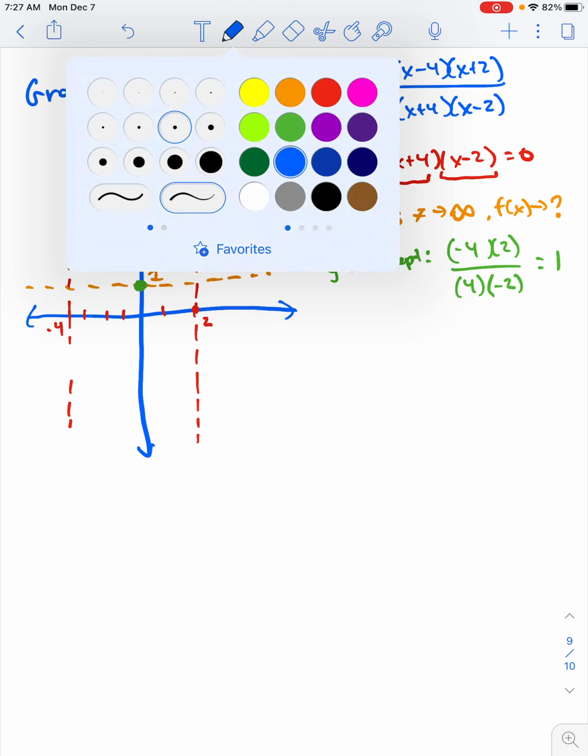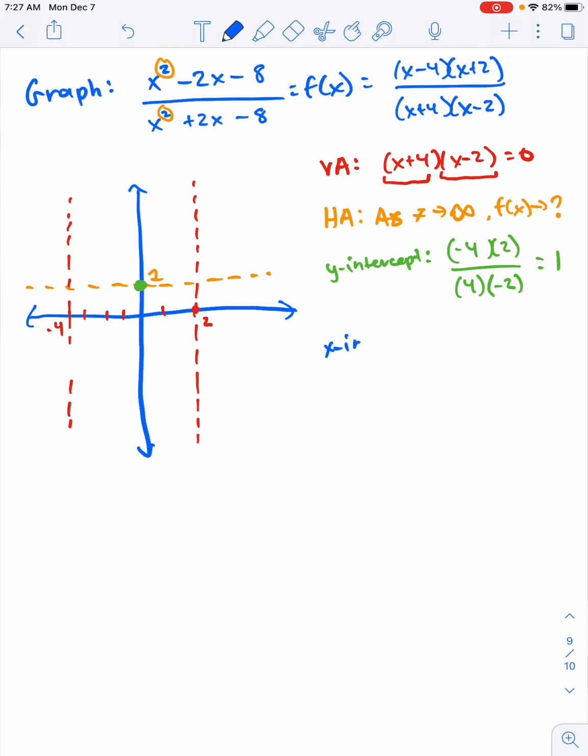Okay, so I have my y-intercept, and then I'm going to look for my x-intercepts, which are going to happen when the numerator is equal to 0. So when would that be? That's going to be at negative 2 and 4.